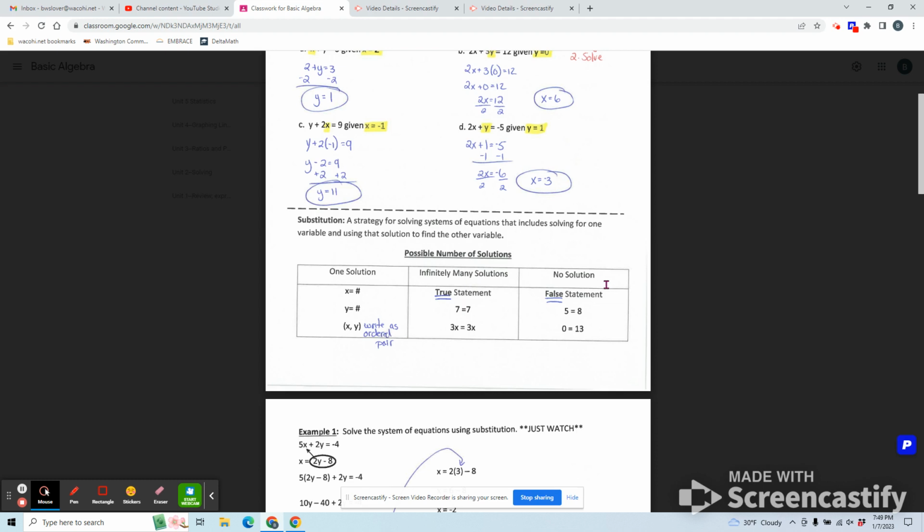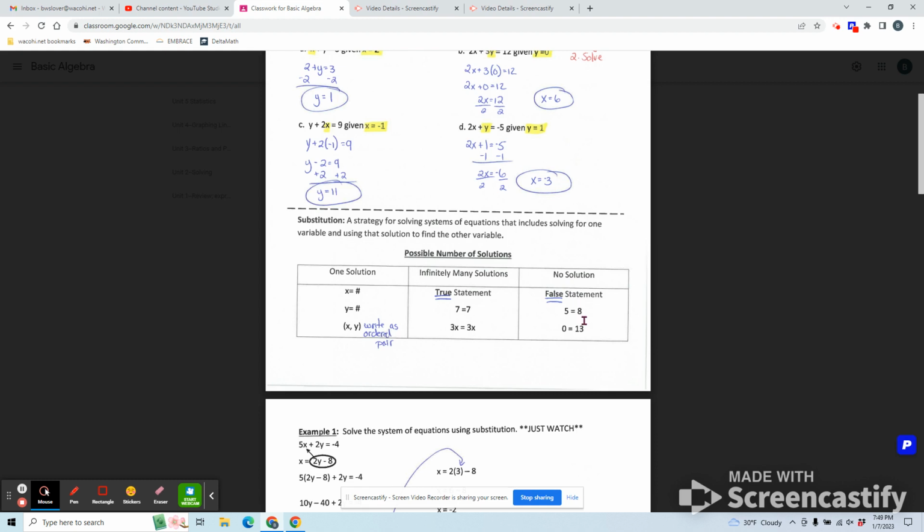And then the last one. If after I do some substitution and I start solving, I get 5 equals 8 or 0 equals 13, neither of those are true statements. Because they are false statements, it means I have no solution.